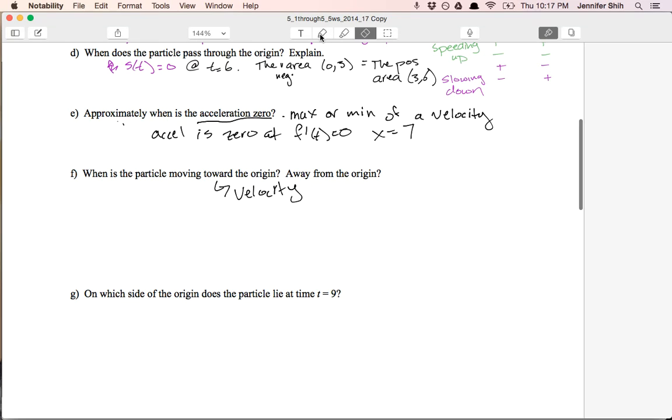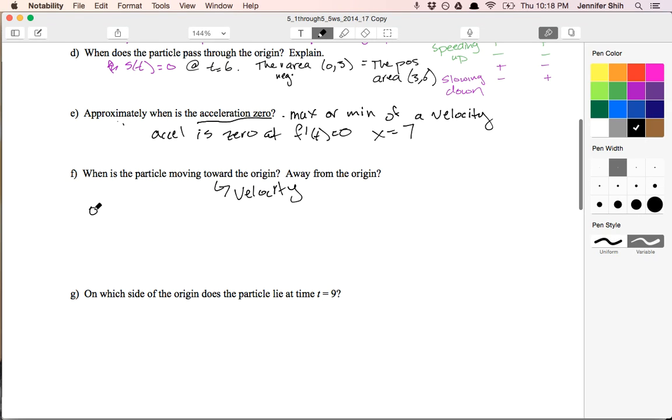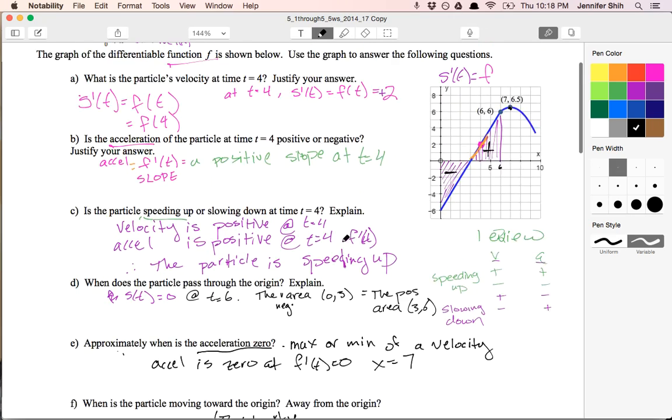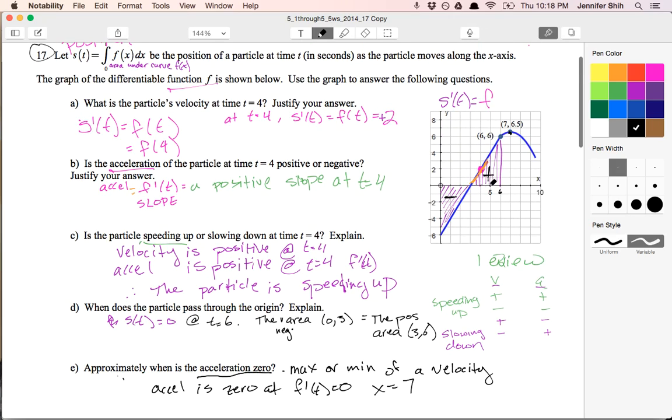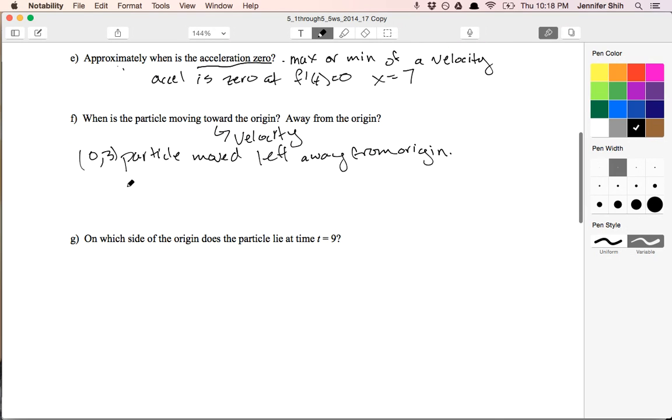That means that between 0 seconds and 3 seconds, this particle moved to the left. So between 0 and 3, this particle moved left, away from the origin. And then between 3 and 6, it moved towards the origin. And I'll tell you why in a second.